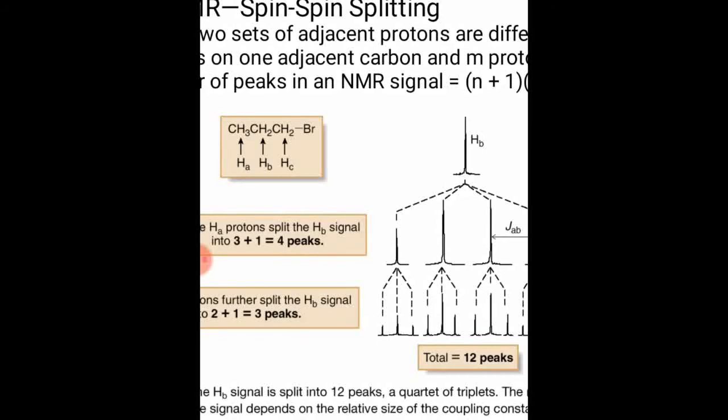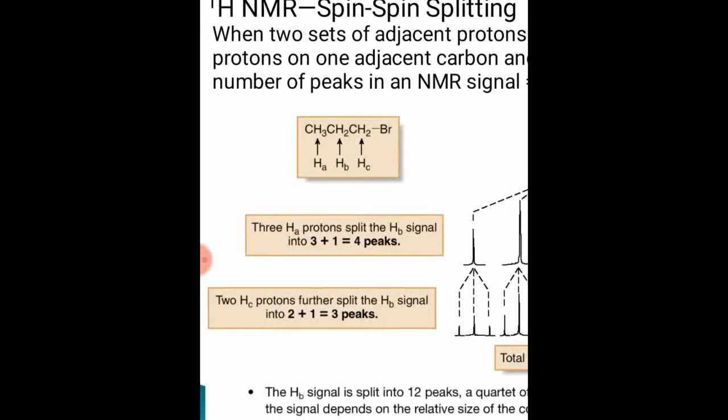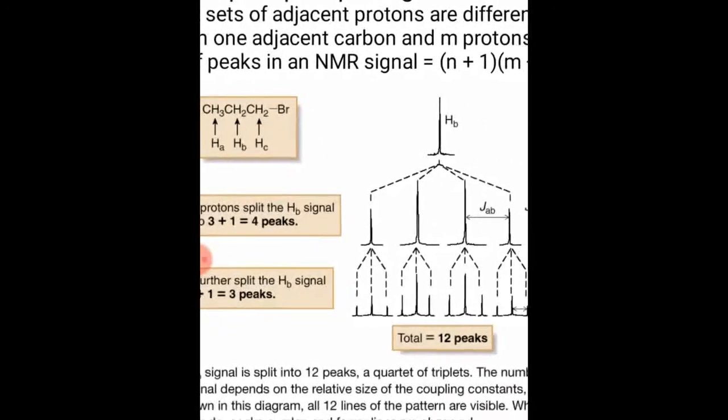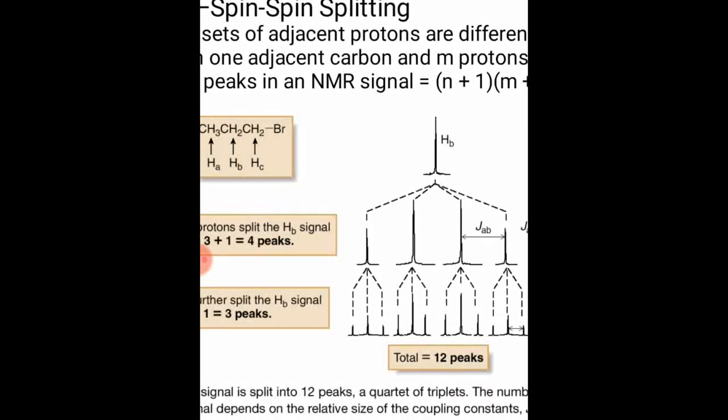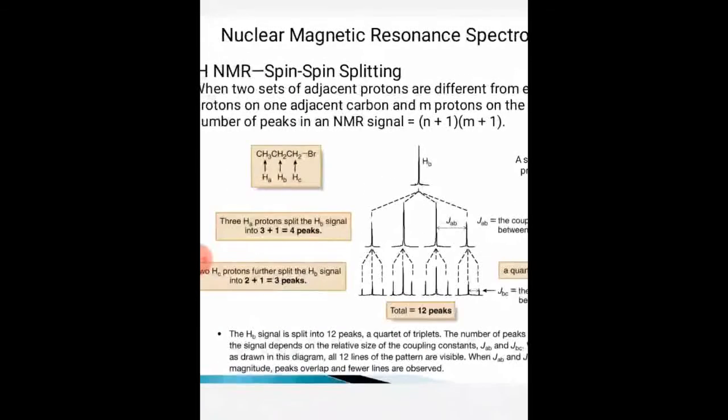And again, the spins of these 4 lines couple with the 2 HC protons, which further split the HB signal into a triplet, 2 plus 1. So each line splits into a triplet. So we get a total of 12 lines, meaning (Na + 1)(Nc + 1). In this way we get a total of 12 lines. This is the tree diagram for the CH2 multiplets, to calculate the multiplets of the CH2 set of protons.